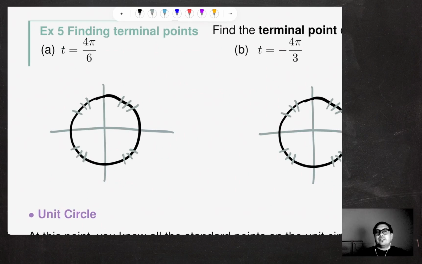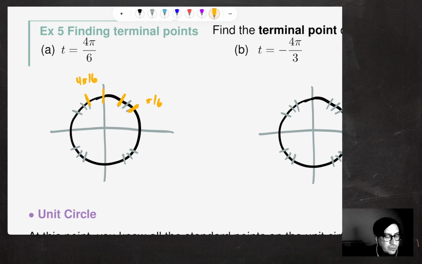4 pi over 6. So as I see this, I purposely didn't simplify it just because I want us to do, okay, pi over 6, remember, was this one. Then I'm just going to count 4 of them using pi over 6 as my fundamental kind of angle. 1 pi over 6. 2 pi over 6. 3. 4. There we go. That's where we end. 4 pi over 6.